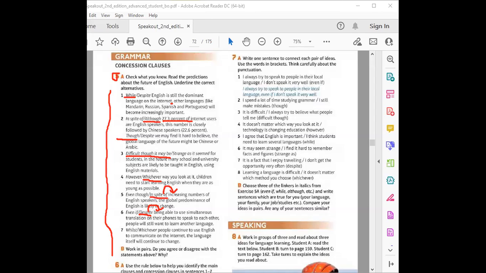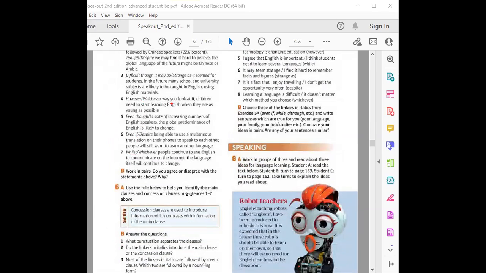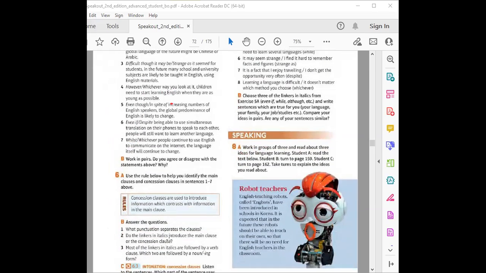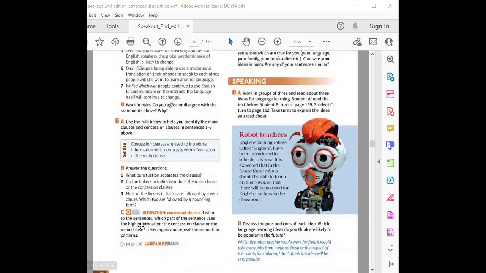Okay, Tartil, it's your turn now. I believe whilst people continue to use English to communicate on the internet, the language itself will continue to change. Thank you. That's correct. And this is very good. Most of your answers were correct. That means you know how to use these kinds of concession clauses. And this is very good because our lesson is going to be all about these clauses and how to use them. But just a few of them, perhaps you don't know, and we can look them up in the language bank.